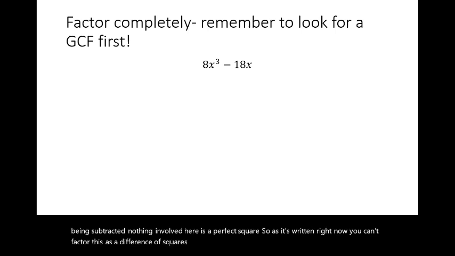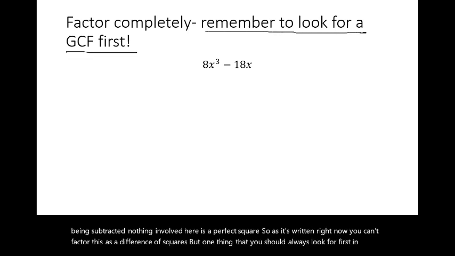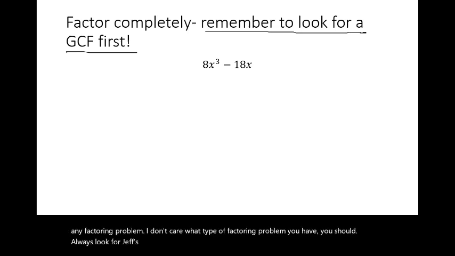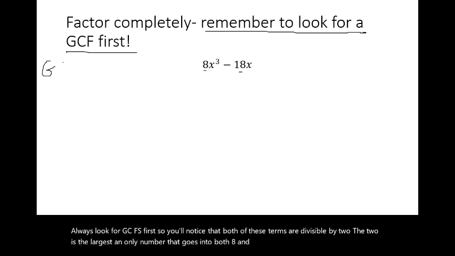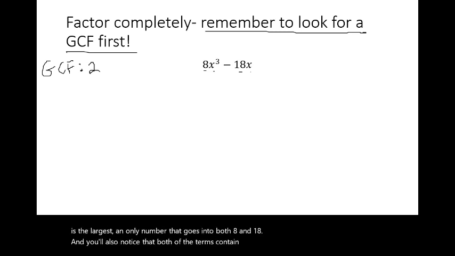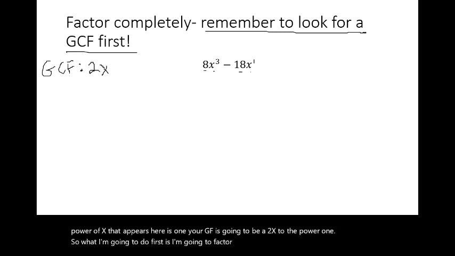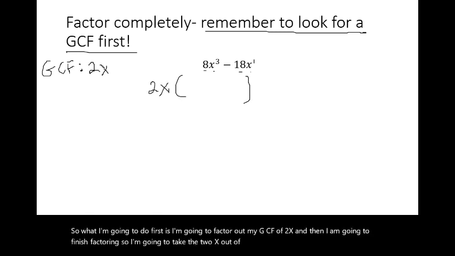But one thing that you should always look for first in any factoring problem, I don't care what type of factoring problem you have, you should always look for GCFs first. You'll notice that both of these terms are divisible by 2. The 2 is the largest and only number that goes into both 8 and 18. You'll also notice that both of the terms contain the same variable x. And since the lowest power of x that appears here is 1, your GCF is going to be 2x to the power 1. So what I'm going to do first is factor out my GCF of 2x, and then I am going to finish factoring. So I'm going to take the 2x out of each term first, and then finish factoring.